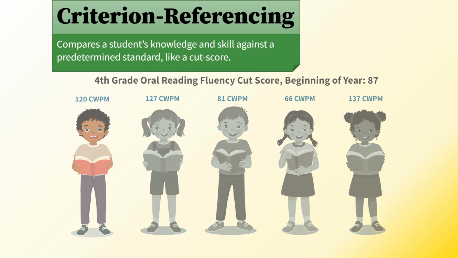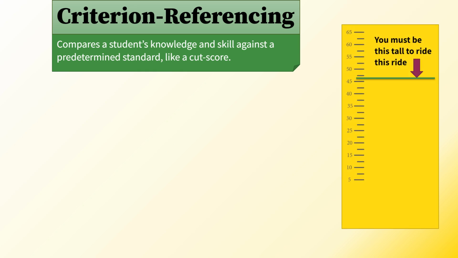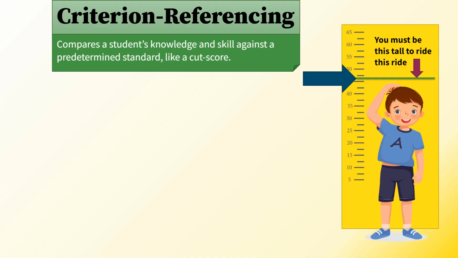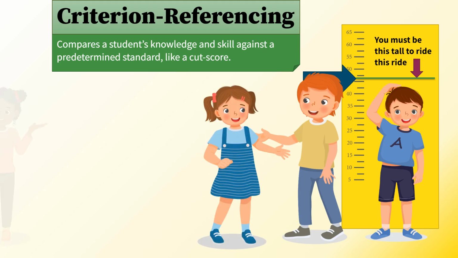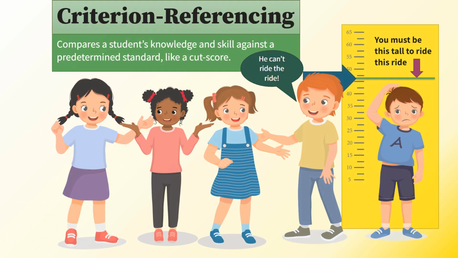An example of criterion referencing is the "you have to be this tall to ride this ride" sign at an amusement park. The line on the height chart is the criterion. The operator compares the rider's height against the chart to determine whether they can ride the ride. In this scenario, it doesn't matter who else is in line, or how tall they are. If your head doesn't reach the line on the chart, you can't go on the ride.